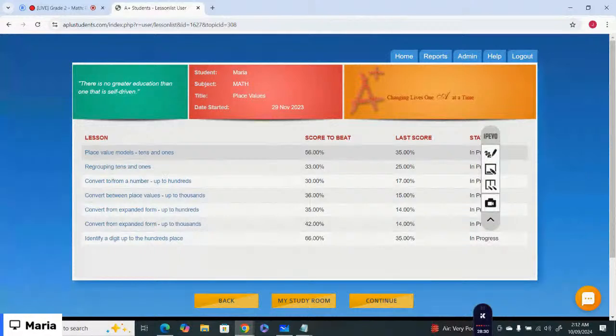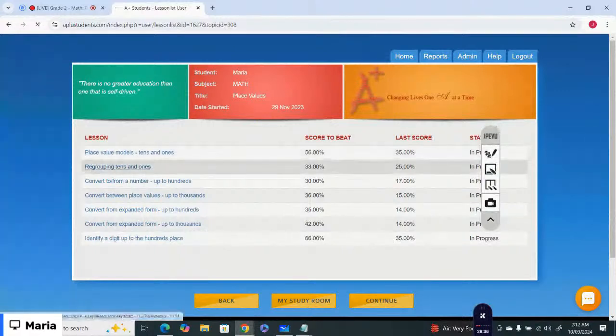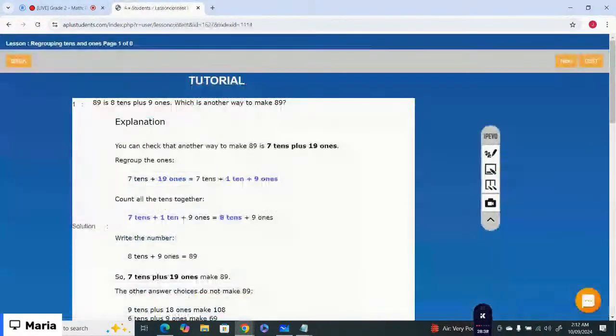That is regroup in tens and ones. You have 89, that is 8 tens plus 9 ones.